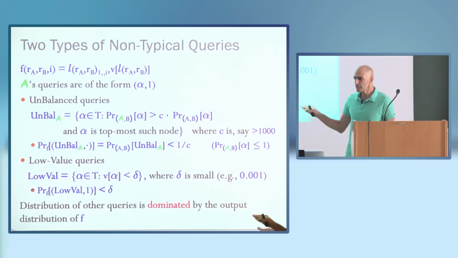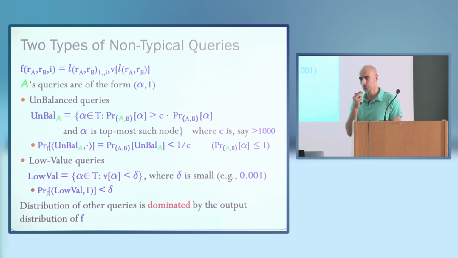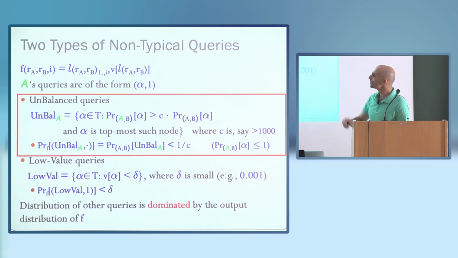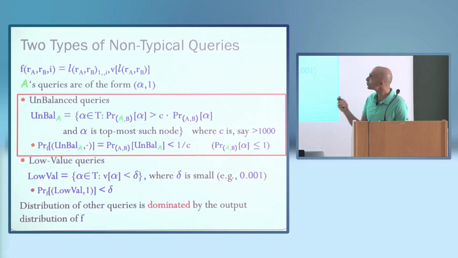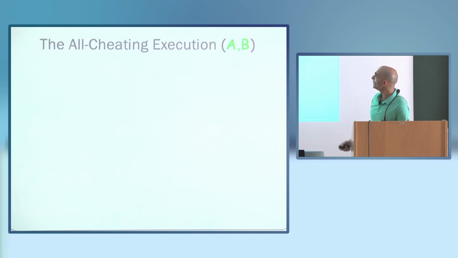But other than this, we can show, I'm not going to show it to you now, that the set of all other nodes or queries is dominated by the actual output distribution, and therefore we can invert them quite well. So we only need to deal with these two types. I'm only going to show you how to deal with this one. And to do that, I'm going to tell you something about the old cheating execution.